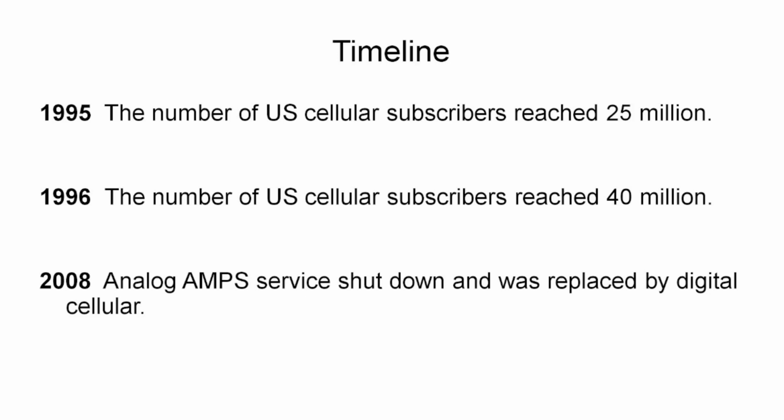1996, the number of U.S. subscribers reaches 40 million. 20 years previous, in 1976, there had only been 100,000 mobile telephone subscribers. 20 years later, there's 40 million. In 2008, analog AMPS service was shut down and replaced with the digital cellular.